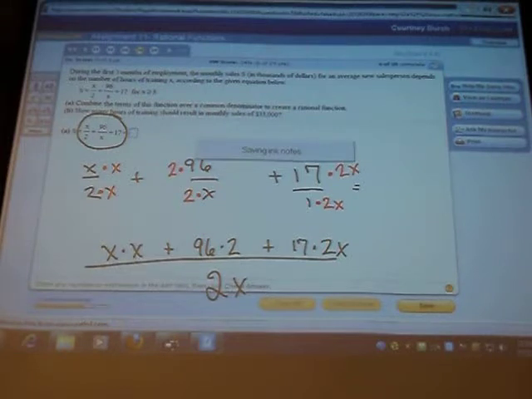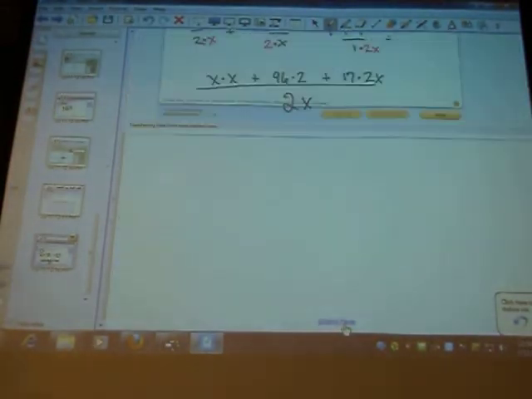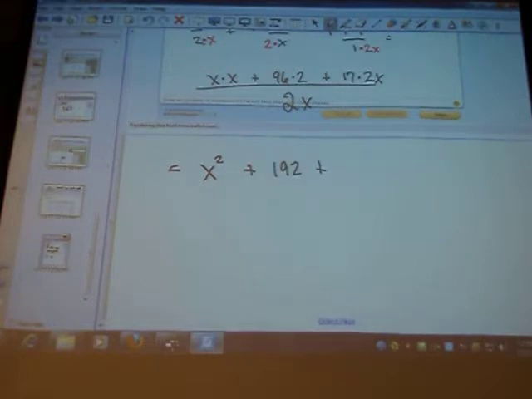Are you finding the least common denominator? Yeah, my least common denominator is 2x. Okay, now I need to reduce that. X times x is x squared. 96 times 2 is 192. And 17 times 2x is 34x.